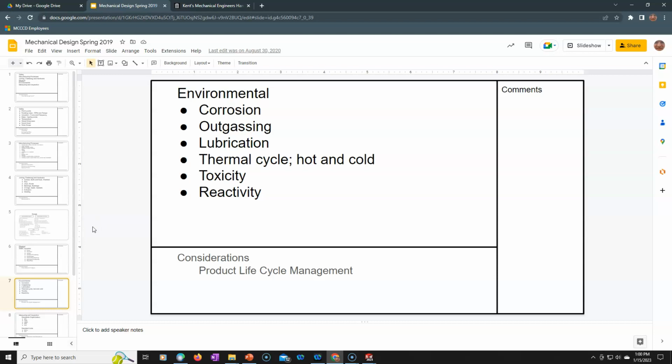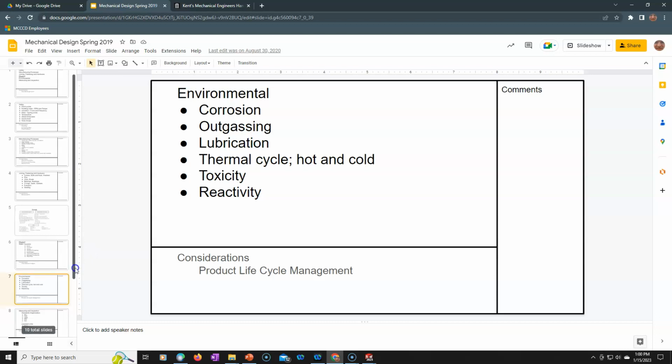So, product life cycle management from beginning to end: from the purchasing of the materials, going through the design, doing the manufacturing and assembly, putting it out into the industry, and having it operate for a number of years, and then how is it going to be disposed of?